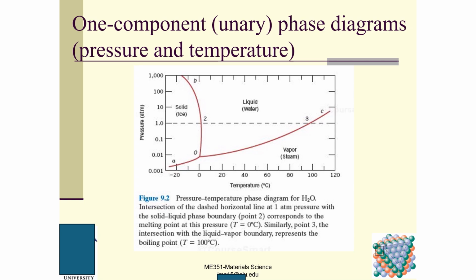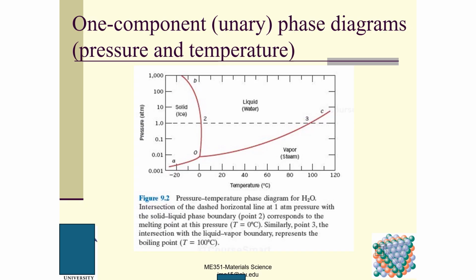And then we talk about the one-component, unary phase diagram. Only one component. So there are no compositions here because it is 100% of one component. That means we only take care of two other factors, pressure and temperature. So here, look at this: this is the temperature, and this is the pressure.